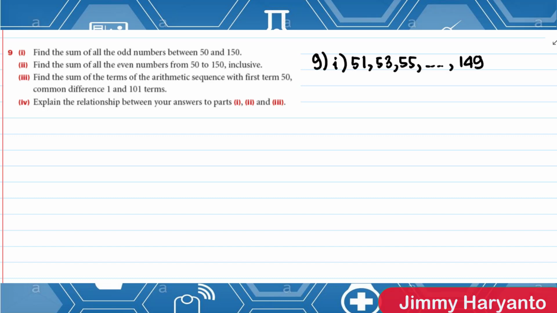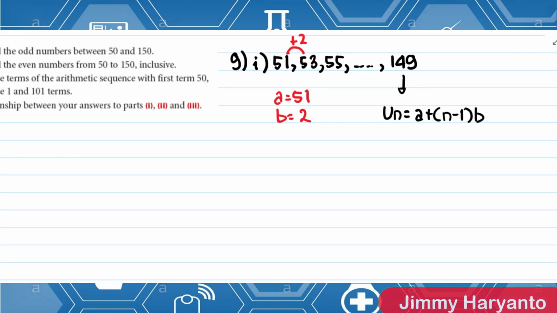After that, I can tell that the a is 51, and the difference will be 53 minus 51, it's 2. And for this one, Un equals a plus (n minus 1) times the difference. From this, we will have n, the number of terms. Okay, let's try to find the number of terms.